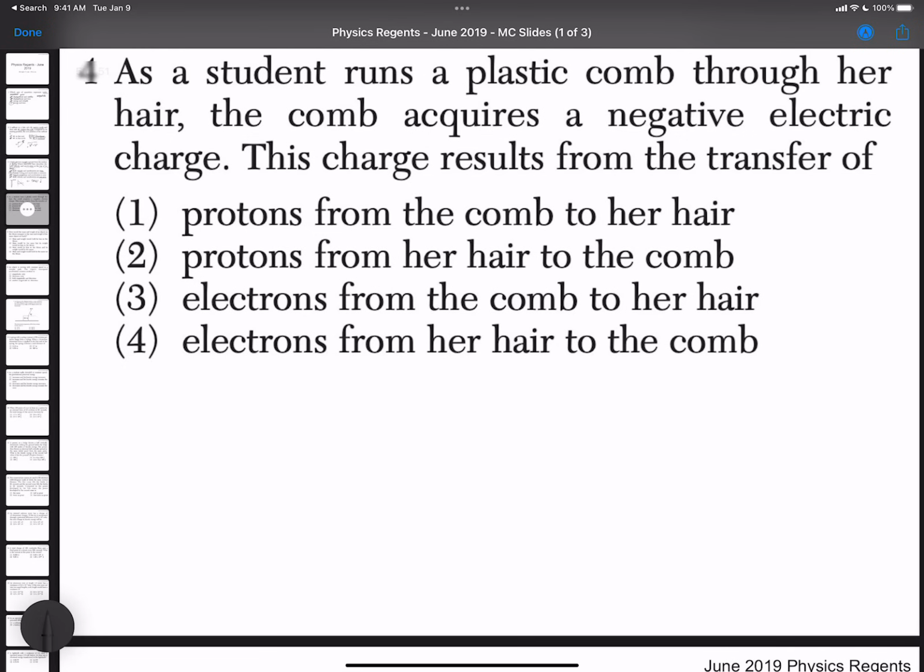Question 4. As a student runs a plastic comb through her hair, the comb acquires a negative electric charge. This charge results from the transfer of. So again, let's be clear. We have the comb and we have the hair. And for the comb to become negatively charged, that means electrons have to go from the hair to the comb. Right? The electrons carry negative charge. The hair will be left positive, the comb will be left negative.